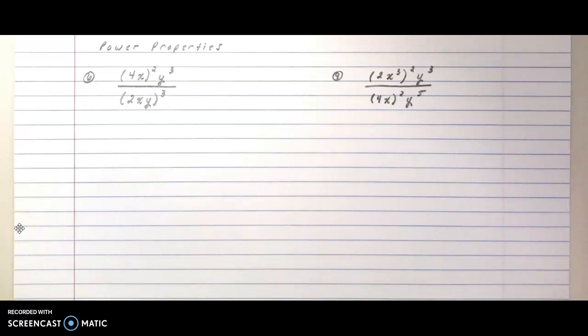Hi there, this video is going to be reviewing some of the power properties. Some of the rules of exponents can be a little bit tricky, so we're going to take a look at two different examples, and I'm going to show you multiple ways to solve them in hopes that one of those ways will stick with you and speak to you so that you can use that moving forward.